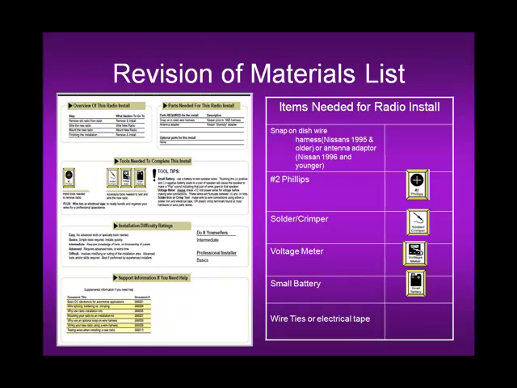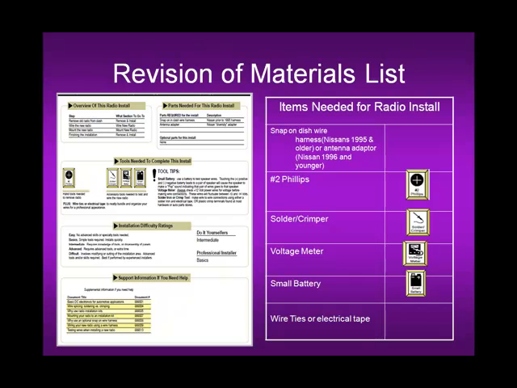They could basically be summarized as items needed for radio install, as you can see on the right side with my revision. And this is how I would revise the second page. Snap-on dishwire harness, number 2 Phillips, solder/crimper, voltage meter, small battery, wire ties, or electrical tape.